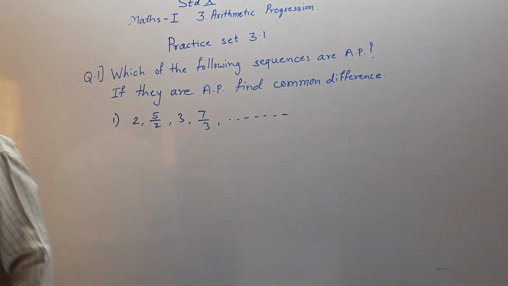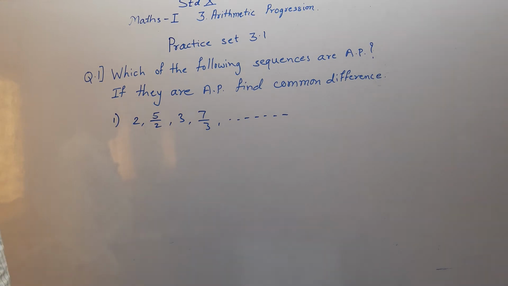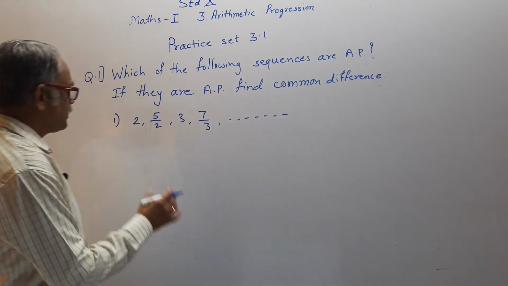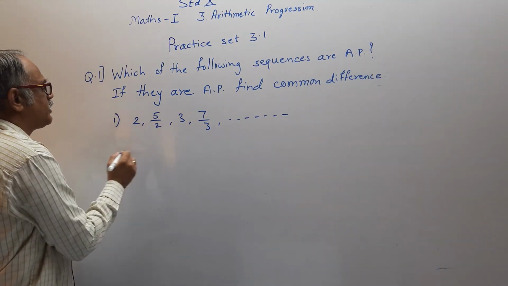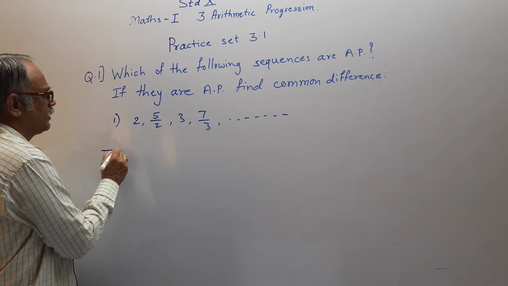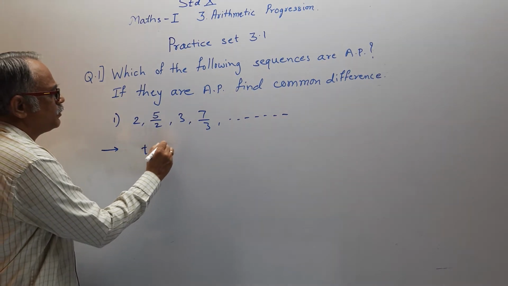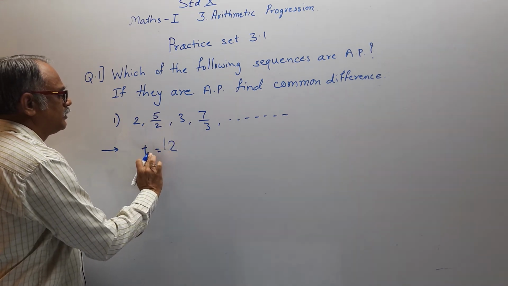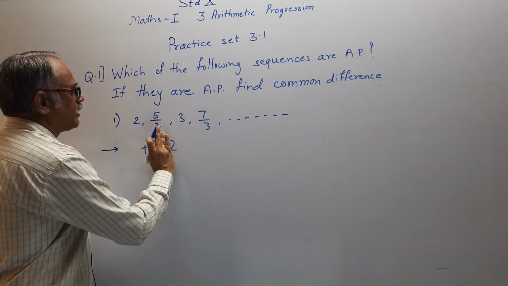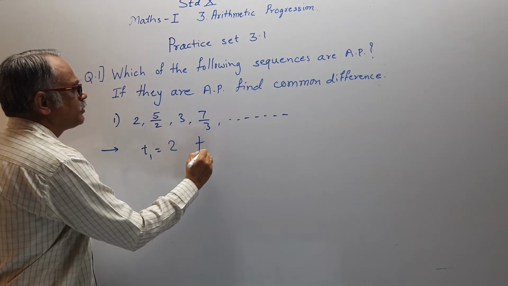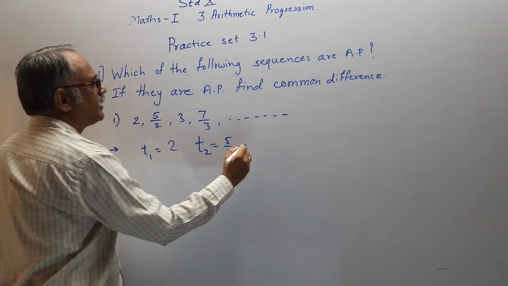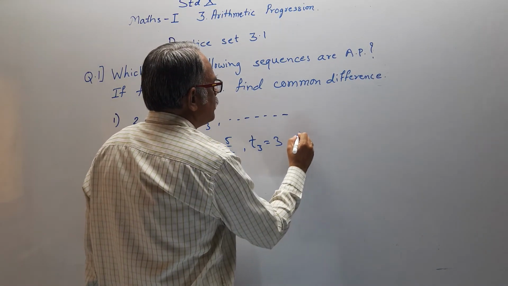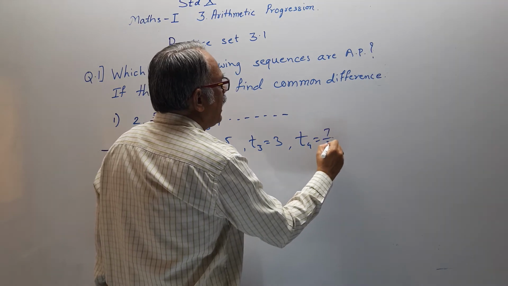Now look at the second sub question. The sequence contains 2, 5 by 2, 3, 7 by 3, etc. Start finding. First write what is T1, T2, etc. T1 equal to 2, the first term. T2 equal to 5 upon 2. T3 equal to 3. T4 equal to 7 by 3 and so on.